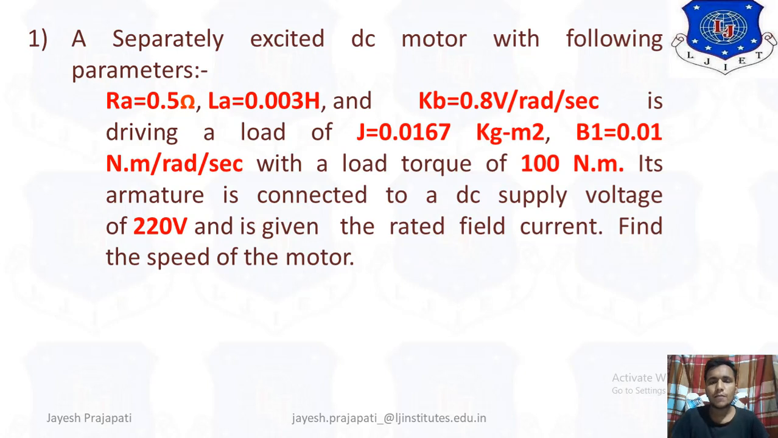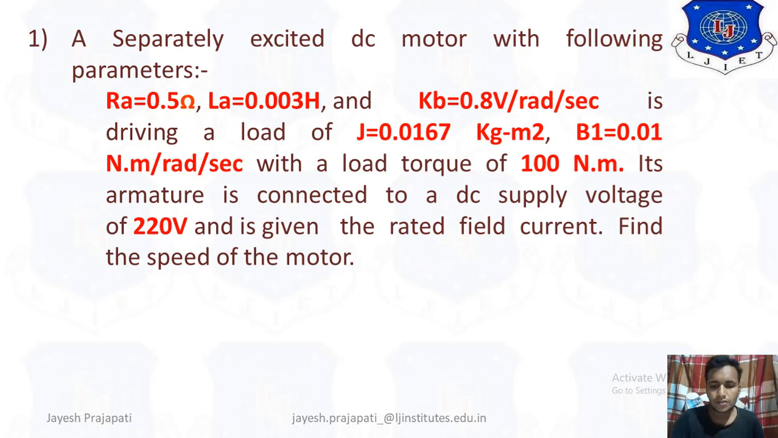Now in this example, you can see there is one motor, a separately excited DC motor. Ra is the armature resistance, La is the armature inductance, Kb is a constant, J is the moment of inertia, and B1 is the viscous coefficient, with unit Newton meter per radian per second. The load torque T1 is equal to 100 Newton meter, and the armature is connected to a DC supply input voltage of 220 volt.